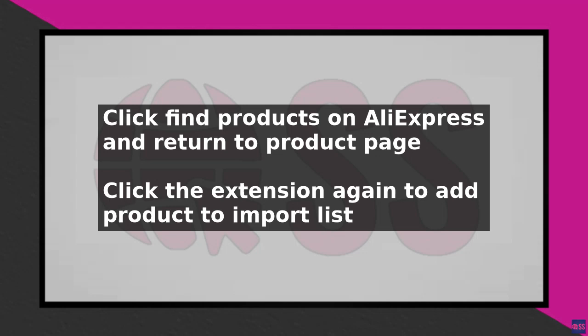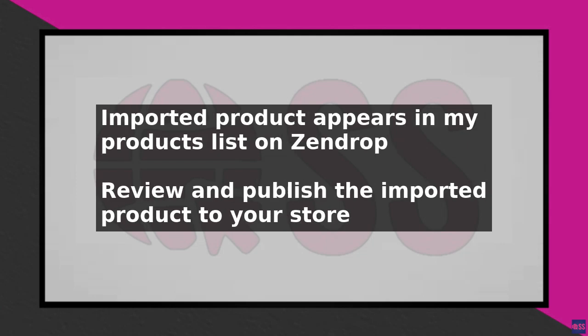After signing in, you can click Find Products on AliExpress and then return to the product page on AliExpress. Click on the extension again, and you should see the option to Add to Import List. Click this button to gather the product data and import it to Zendrop.